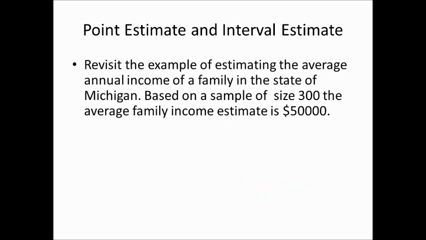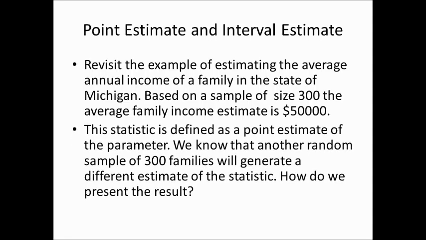Let's revisit the example of estimating the average annual income of a family in the state of Michigan. Based on a sample of size 300, the average family income estimate is $50,000. This statistic of $50,000 is defined as a point estimate of the parameter. We know that if we take another random sample of 300 families, we'll generate a different estimate of the statistic. How do you present the result?